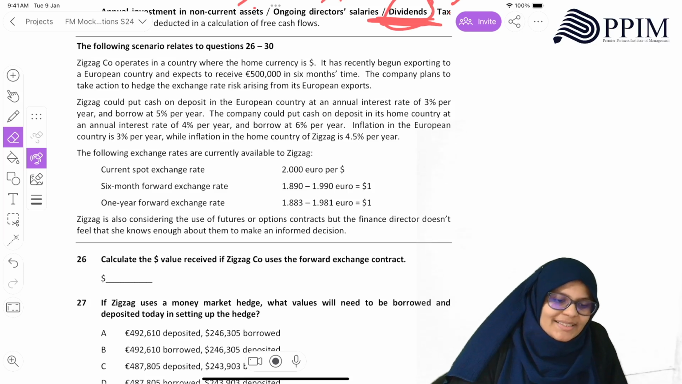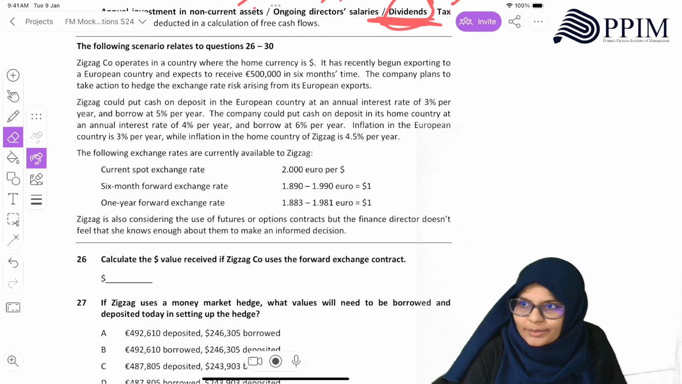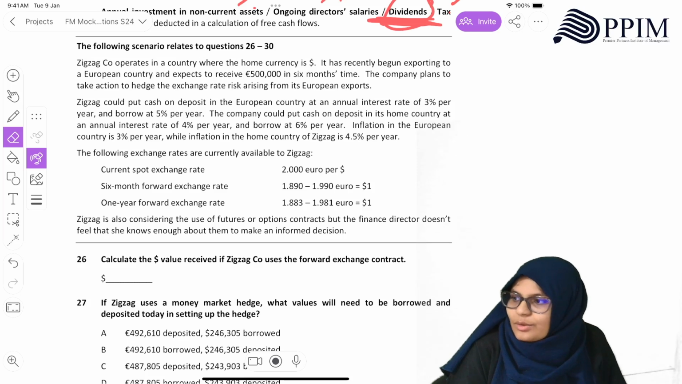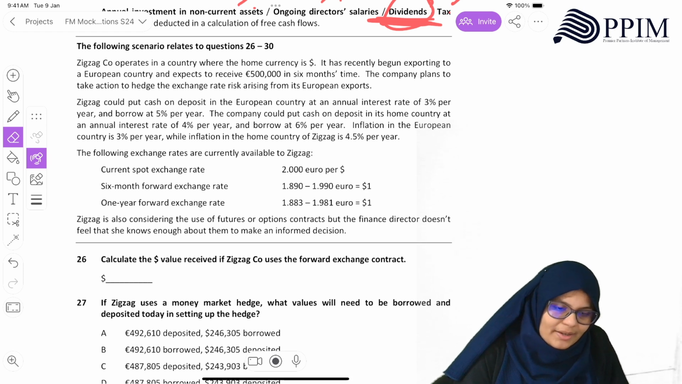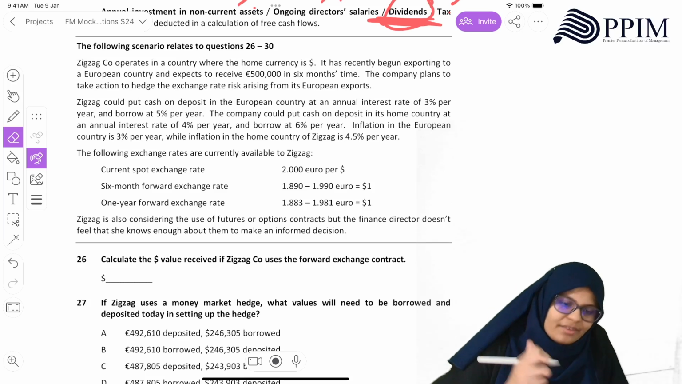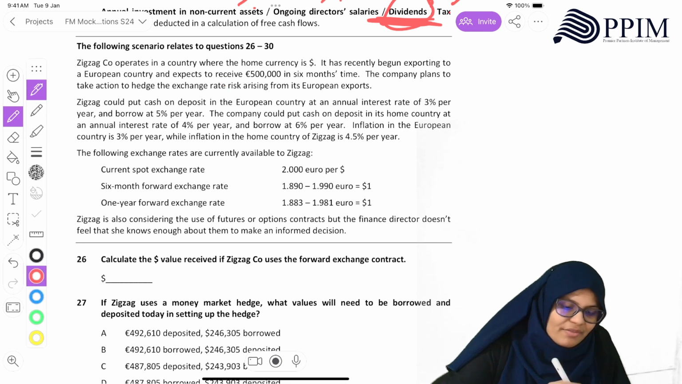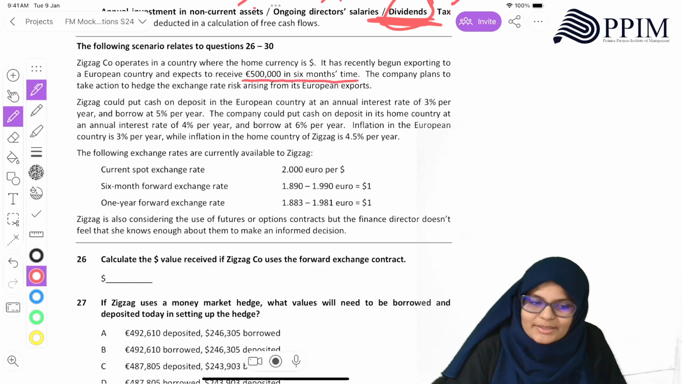Okay, so it says Zigzag company operates in a country where the home currency is the dollar. So first fix that in your head. Home currency is the dollar. It has recently begun exporting to a European country and expects to receive 500,000 euros in 6 months' time. So it's going to be a receipt of 500,000 euros in 6 months' time.